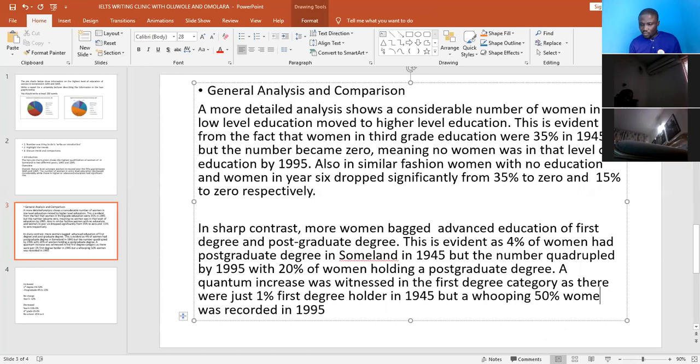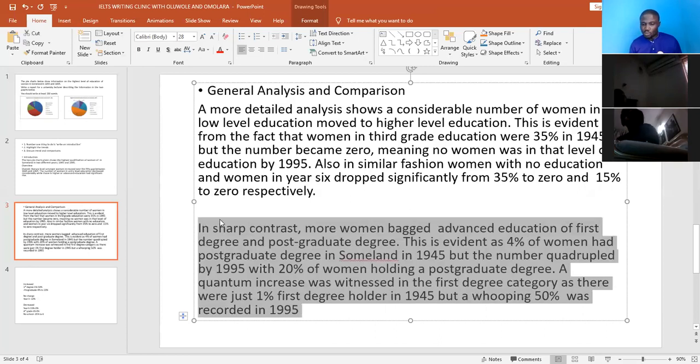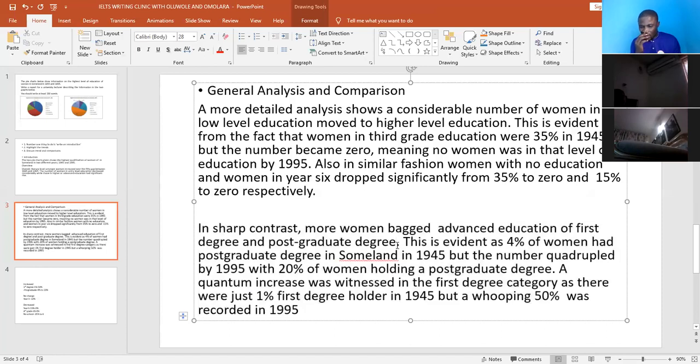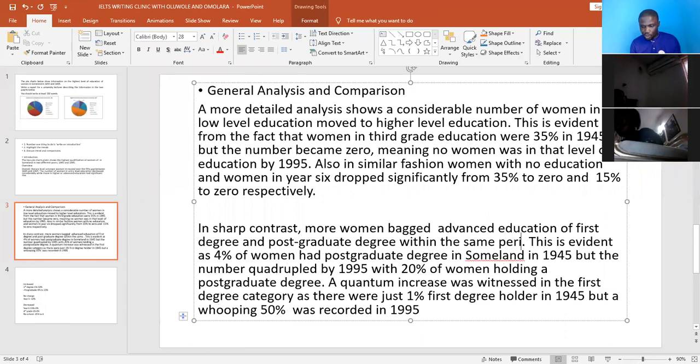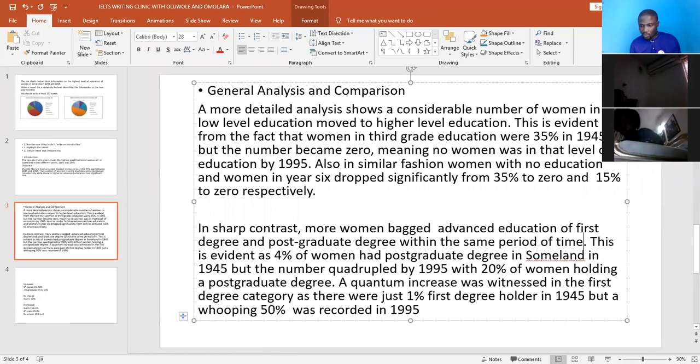Okay, if I said "was recorded", or if I want to say 50% of women were, let me just put it like that. You can frame it anyhow. So in sharp contrast, more women backed advanced education of first degree and postgraduate degree. This is not a complete sentence. Within the same period of time, yes, within the 50 years. I think I've introduced the 50 years somewhere, so I don't want to repeat it again.